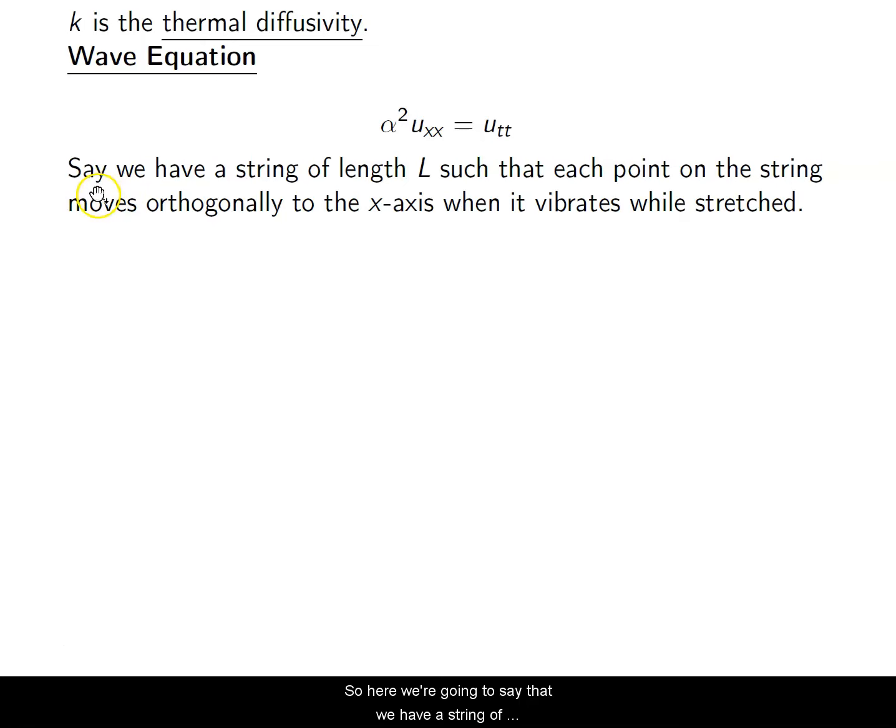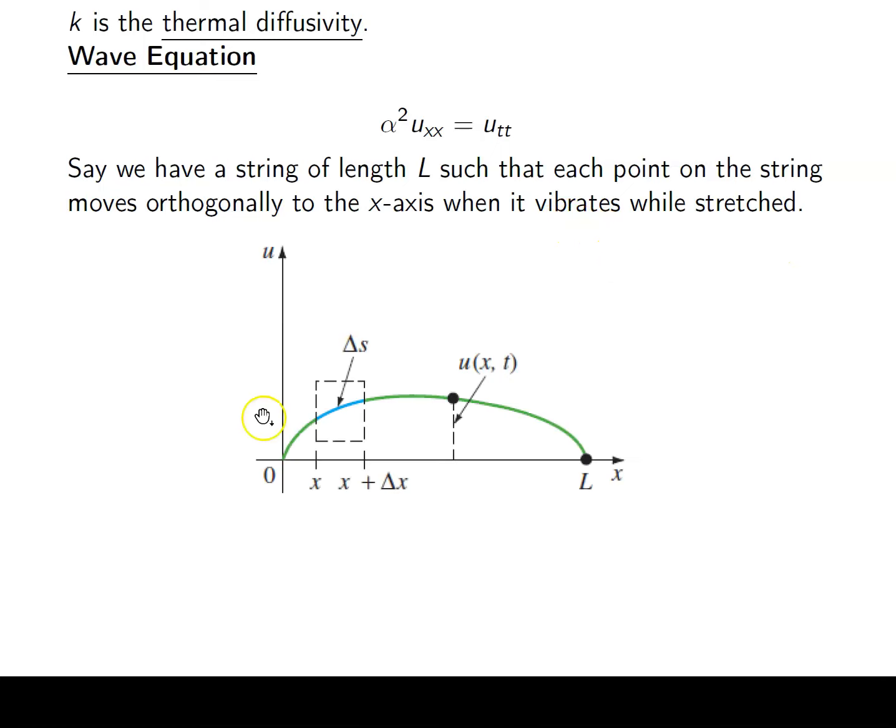So here we're going to say that we have a string of length L such that each point on the string moves orthogonally to the x-axis. It moves up and down with respect to the x-axis. It does not move left or right, only up or down, okay, when it's stretched and vibrating. So we have it held tight at 0 and L. If we were to pluck this, for instance, the string vibrates up and down.